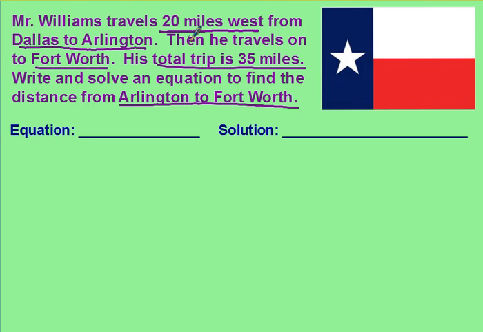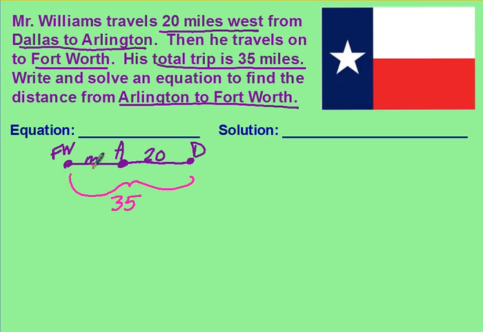In any of these map problems, it's nice to draw a picture. So we're going to start in Dallas. Traveling west is usually to the left on a map. So we know he went 20 miles and he ended up in Arlington. Then he traveled on to Fort Worth, but we don't know how far that is. So we're going to just call that M for miles. Now, one thing we do know is that the entire trip was 35 miles.